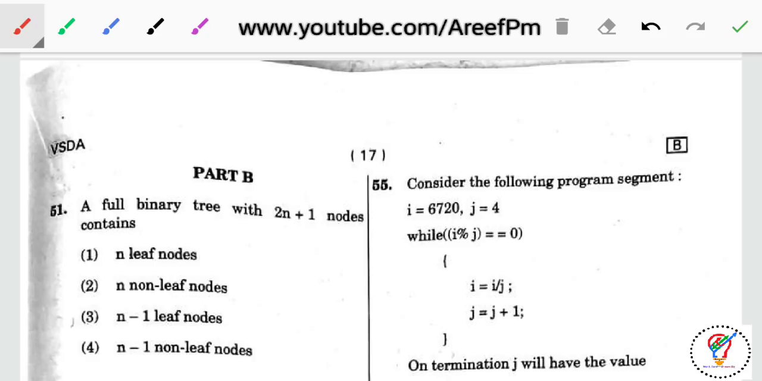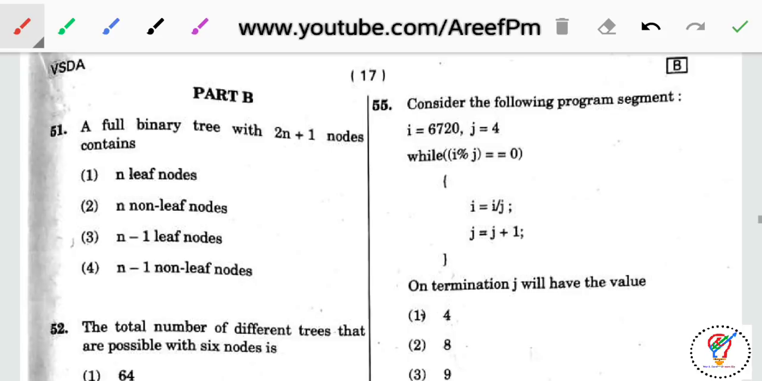Let's discuss the Ward Sachivalaya Digital Assistant paper. This technical paper, Part B, will have a total of 100 marks. In this session we will discuss the first 50 questions in technical, and the next 50 questions in the upcoming sessions. So let's start the first question here in Part B.